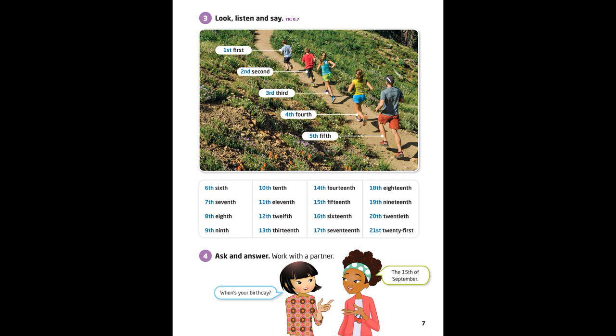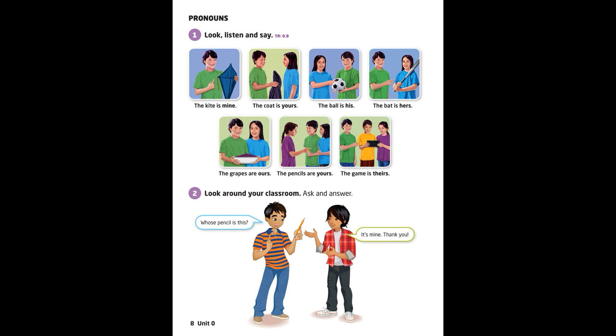Track 0.8. Pronouns. Activity 1. Look, listen and say. The kite is mine. The coat is yours. The ball is his. The bat is hers. The grapes are ours. The pencils are yours. The game is theirs.